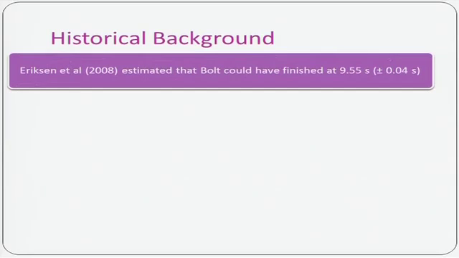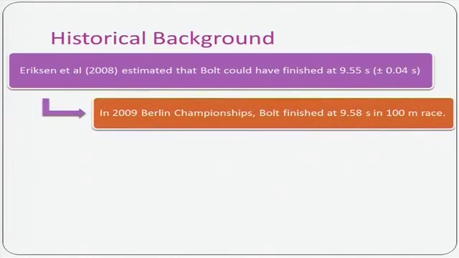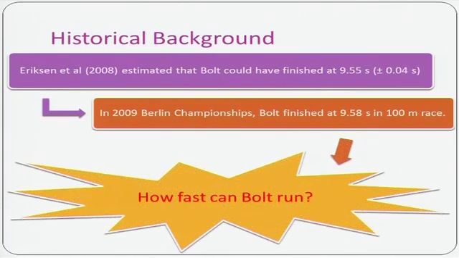After the race, Dutch scientist Ericsson carried out an investigation and predicted that Bolt could have finished at 9.55 seconds without showboating. The next year, Bolt really finished at 9.58 seconds in the Berlin Championships, and this result fell into the range Ericsson predicted. Then a question is raised: how fast can Bolt really run?